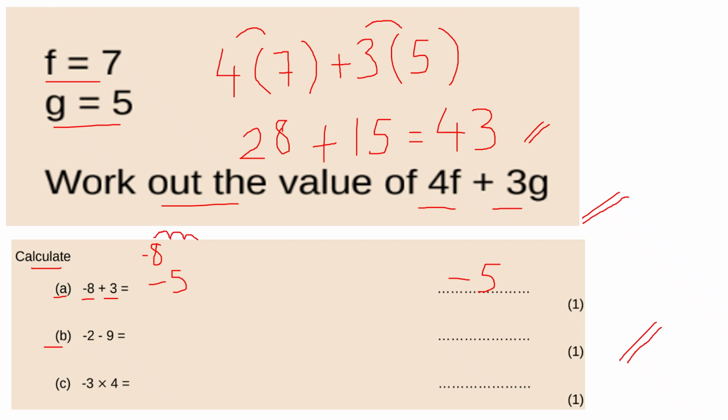Okay, part B, minus 2 minus 9. So we start at minus 2 and we go 9 units to the left. We get to minus 11 or negative 11.